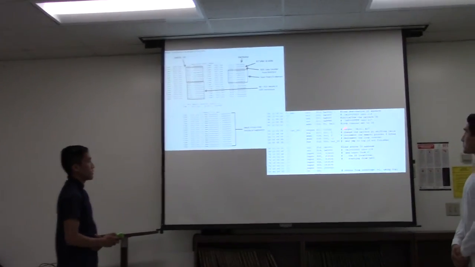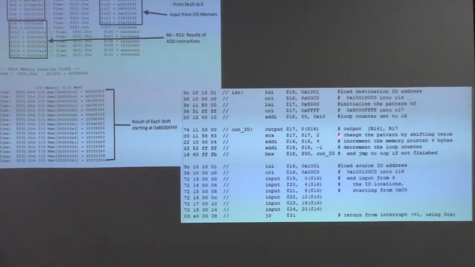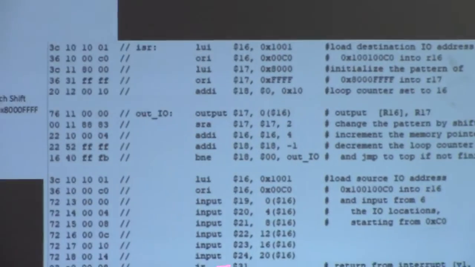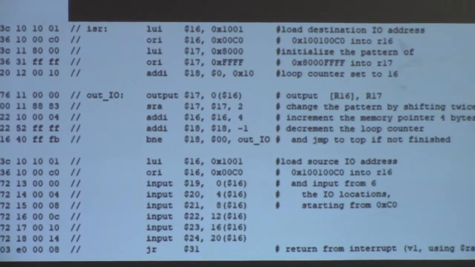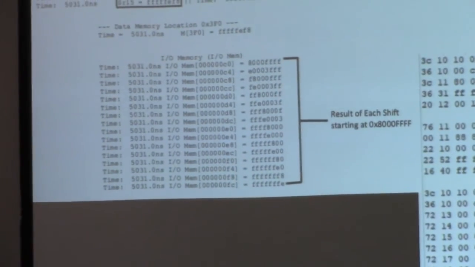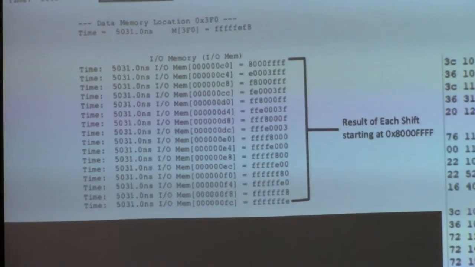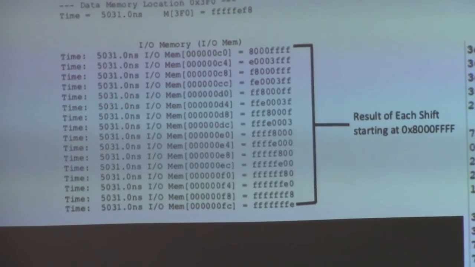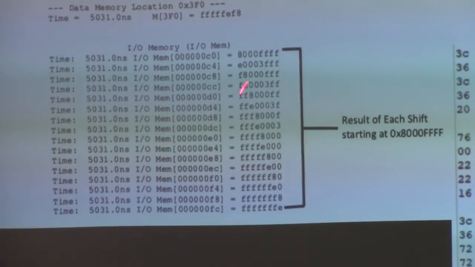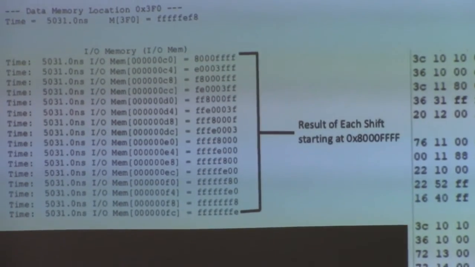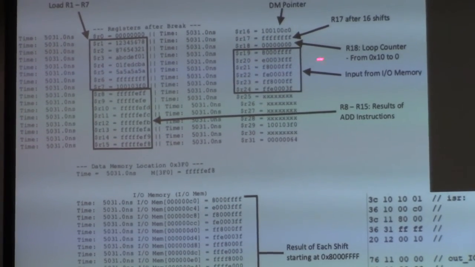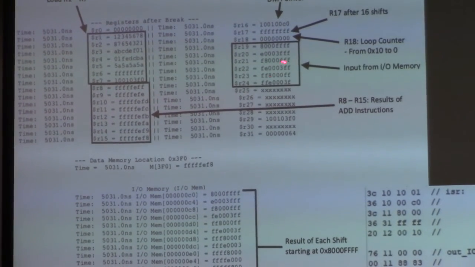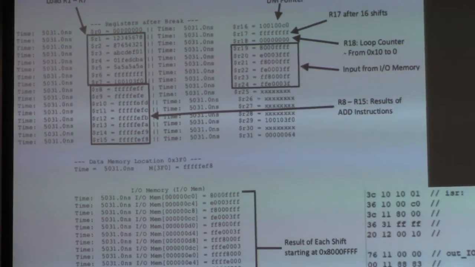And this is an example of using input and output. And right here we can see where we're outputting. We're outputting to R16, which is pointed to right here. And each register in our memory is the result of each shift, which is going on in this instruction. And then to confirm that our shifts and our outputs and inputs are working, we write back into these 6 registers in a register file. It's just a copy of these contents.